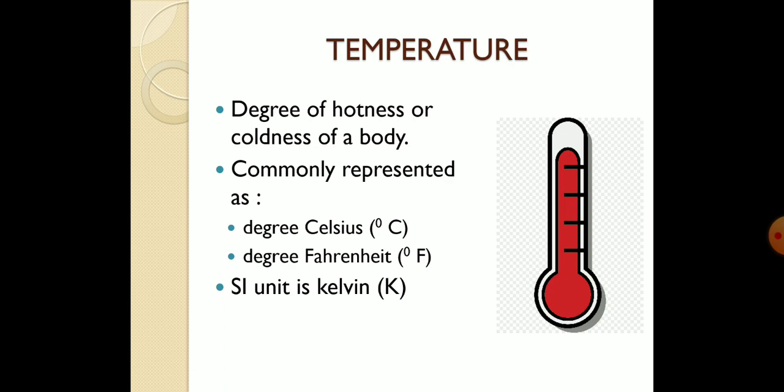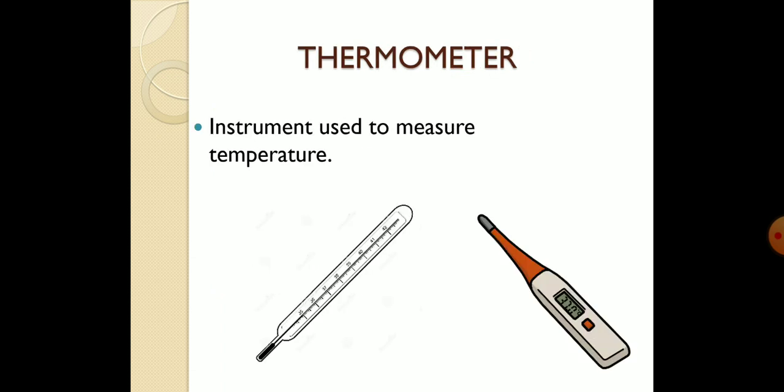Now what is the SI unit? It is Kelvin. So what is temperature? It is the degree of hotness or coldness, and it is represented in degree Celsius or in degree Fahrenheit. The SI unit is Kelvin. Then how are we going to measure this temperature? We need to use an instrument. What is that instrument? It is called thermometer.